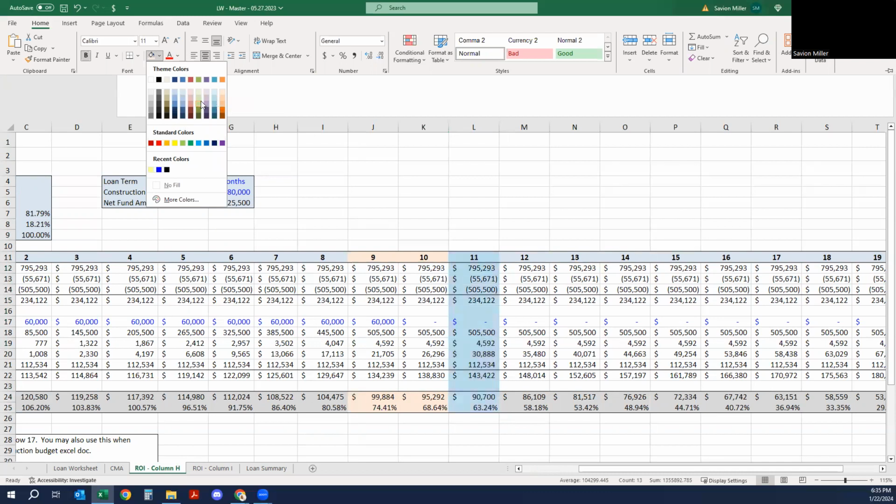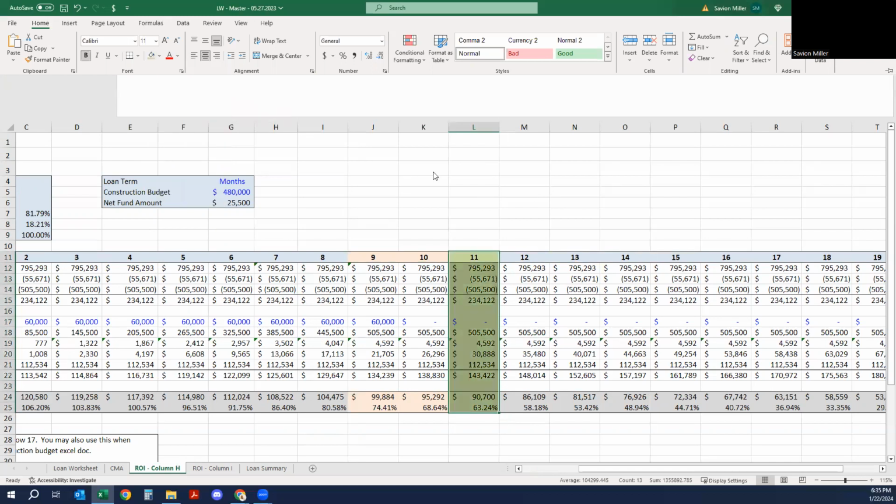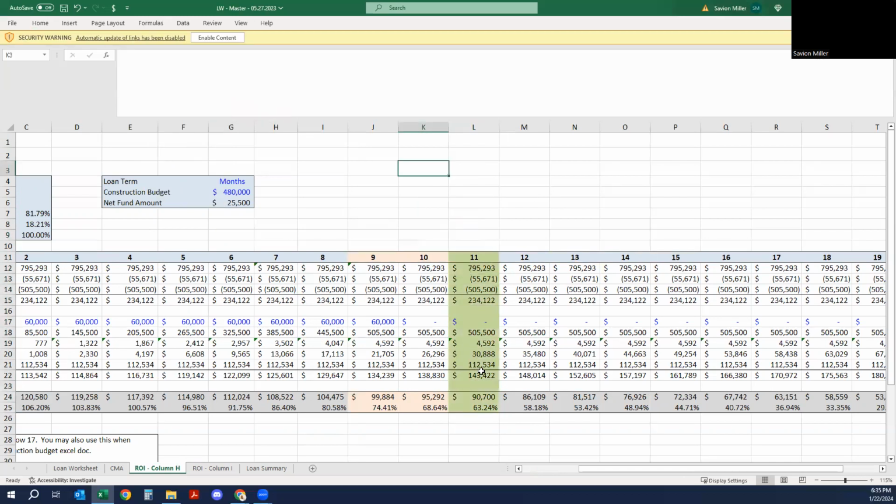Let's find a color for it. I'm trying to get a nice, cool green. This is where you would be at. Even like, I mean, look at these returns.